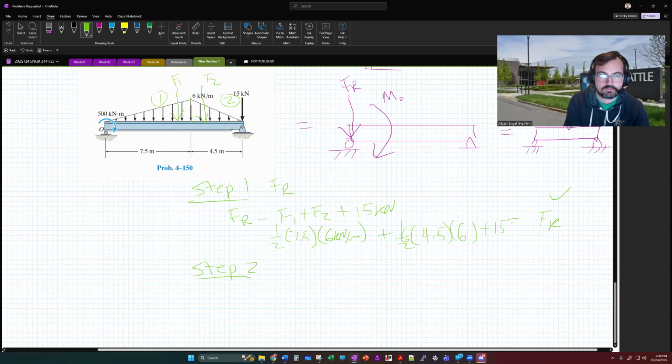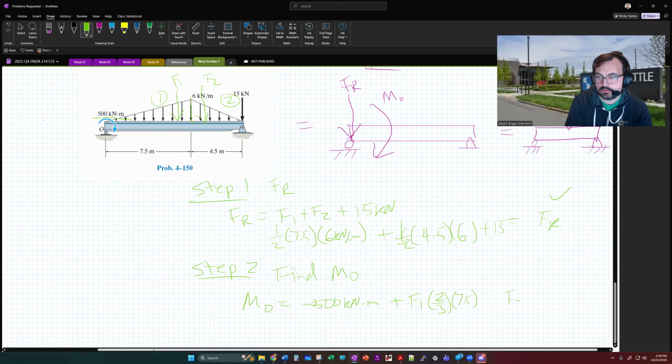Step 2 is we need to find the lever arms. And I'm going to do a little bit of the detail work here because I want to make sure I practice the lever arm skill. That's going to be important. We want to find MO. MO is going to be equal to, well, first we have to include this 500 kilonewton meters, and that's a clockwise right-hand rule, so that's going to be negative kilonewton meters. Lever arm for F1 is going to be 2/3, right? Because we're from the skinny end here, 2/3 times 7.5.